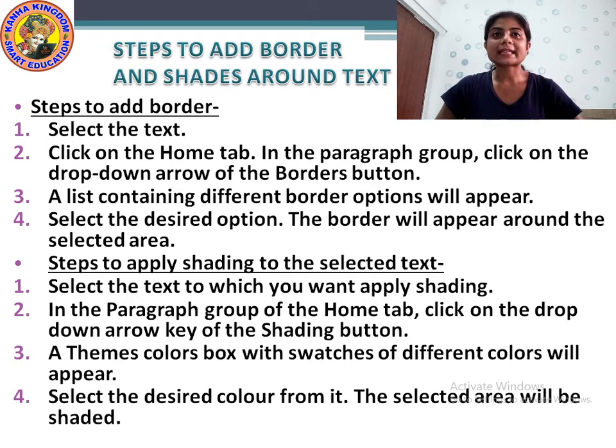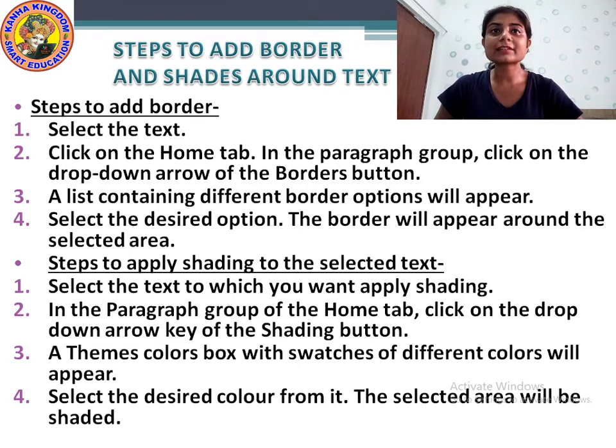Then click on the Home tab. After selecting the text, you click on the Home tab. After clicking on the Home tab, there are different groups, different sections where you will find different options for formatting. You will choose the Paragraph group. Click on the drop down arrow of the Border button.